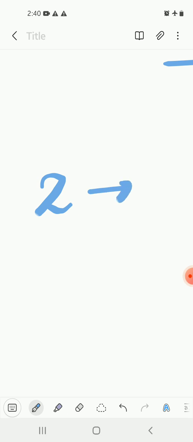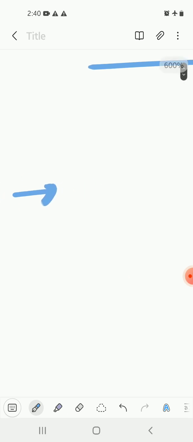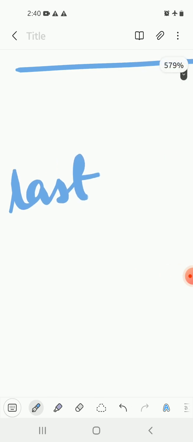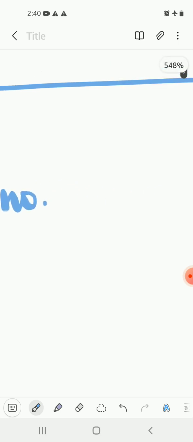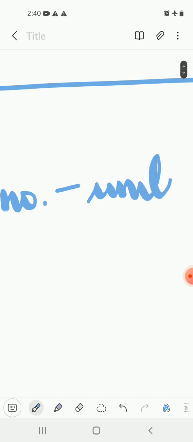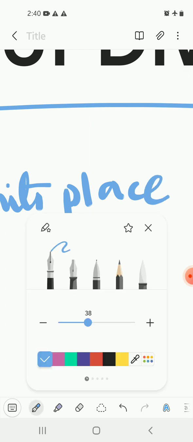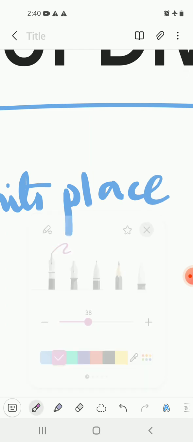Now for 2 the rule is very simple. Check the last digit, that is the digit in units place. If you see an even number in units place, then the number is definitely divisible by 2. We will take an example to understand things better.